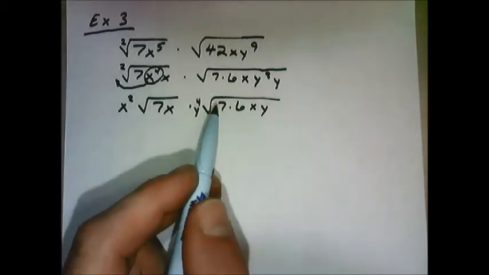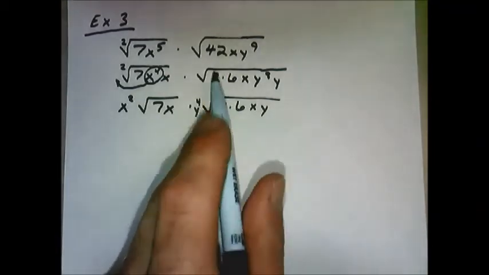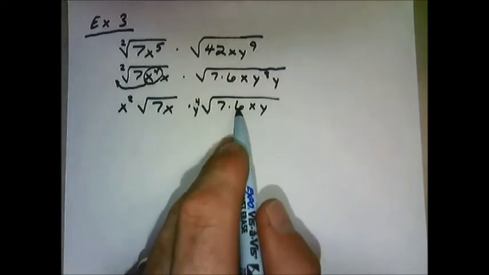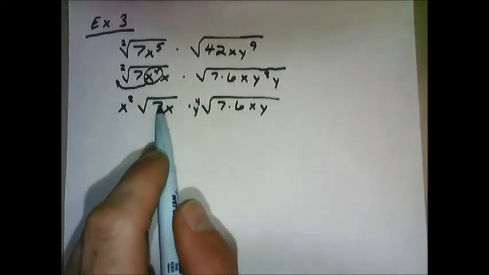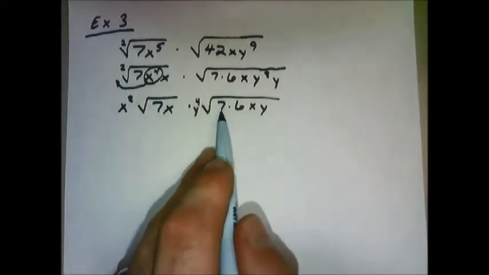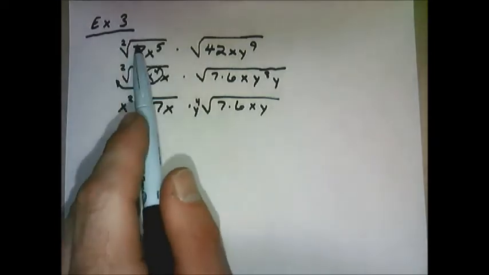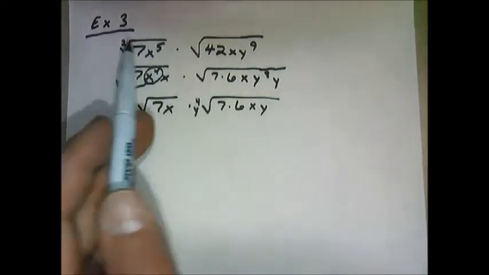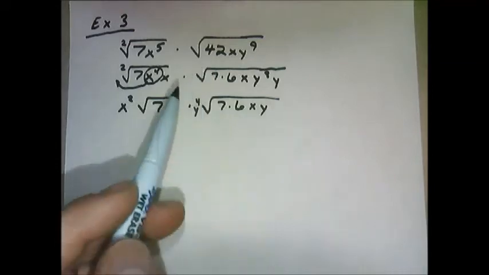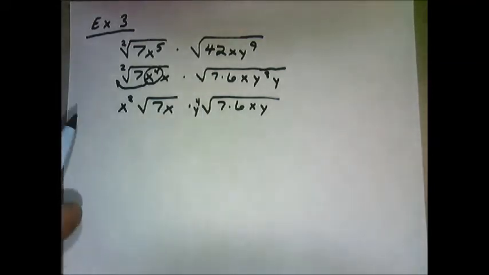Now comes why I broke up the 42 into 7 times 6. Well, notice over here we have 7, and I want to make perfect squares in here. If I were to multiply 7 to 42, it would be a large number, and then we'd have to come up with a perfect square that goes into it.